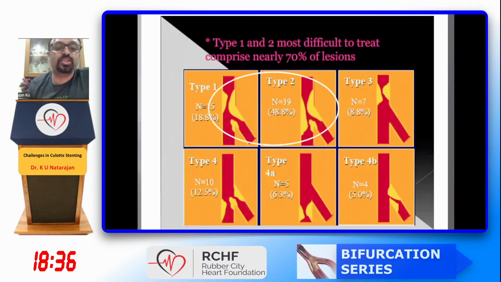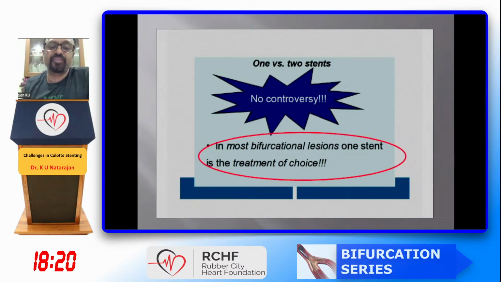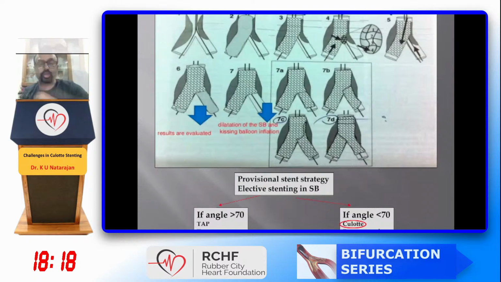And if you look at these two types, which are some of the most difficult ones among bifurcation, there is extensive plaque burden before as well as distal to the main branch proximity. So one vessel, two stents. In the first session itself, we have discussed this. There is no controversy. In most bifurcation lesions, one stent is the treatment of choice.